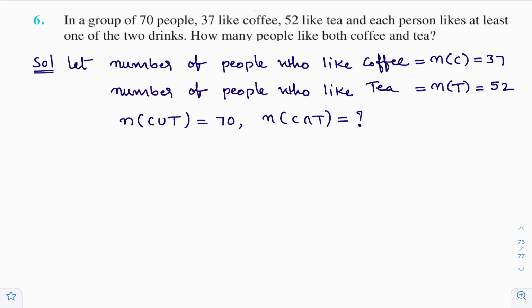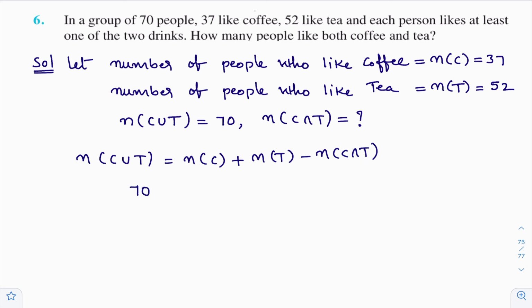You also observe here that total three things are given. They are asking the fourth one. So I'll write the formula. n of C union T formula. What is the formula? n of C plus n of T minus n of C intersection T. n of C union T is 70, equal to n of C is 37 plus n of T is 52, minus n of C intersection T, which is the one we need to calculate.